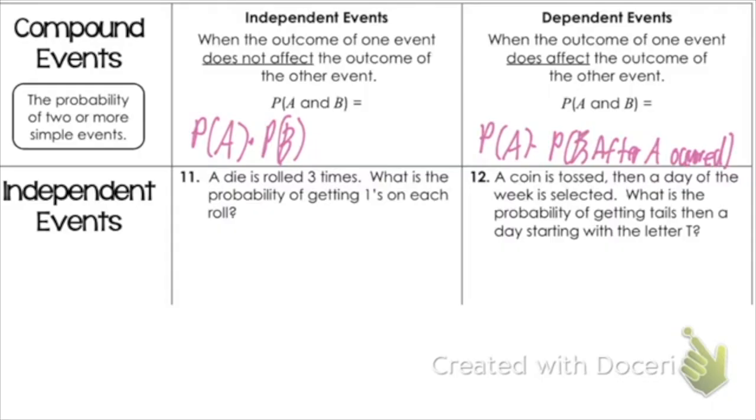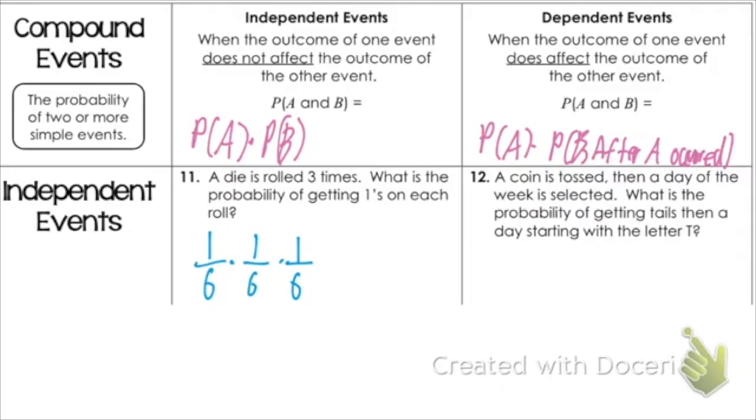Number 11 says, a die is rolled 3 times. What's the probability of getting 1s on each roll? So I roll it the first time. What's my probability of getting a 1? 1 out of 6. Now the second time I go to roll it, does my first roll impact my second roll at all? No, it's equal odds either time. So what are my odds of getting a 1 on that roll? 1 out of 6. And on the last roll? 1 out of 6. They don't affect each other at all. So I multiply all these together to get the probability of getting a 1 on each roll.